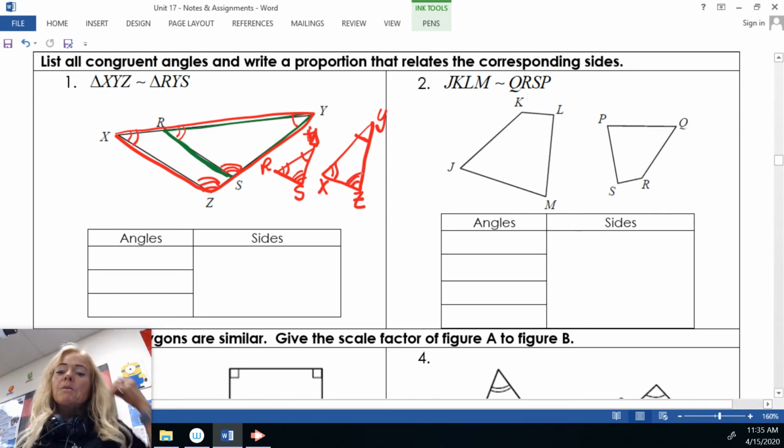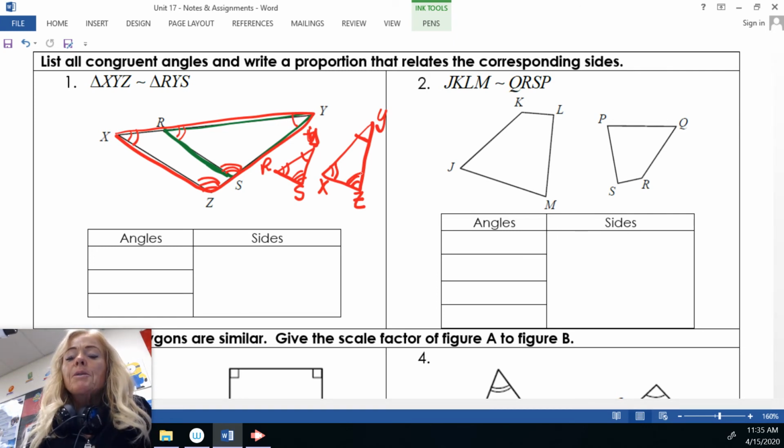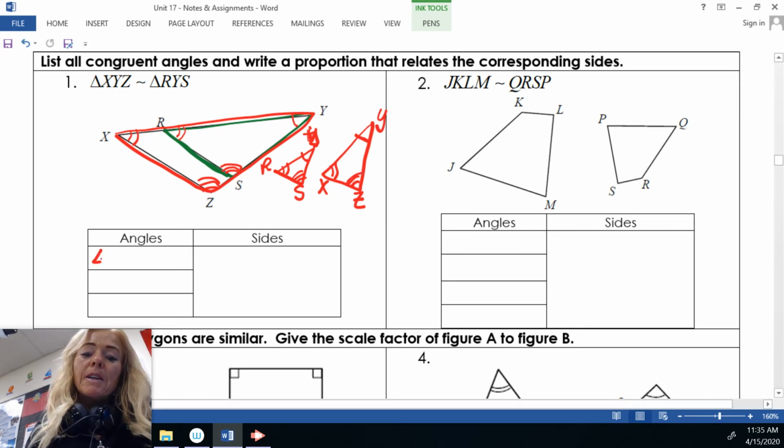So if it helps you, rewrite them and label them appropriately, and then use your rewritten drawings to line up all of the congruent angles and the proportional sides. So angle Y is congruent to angle Y. It's this angle right here, and then R and X. Angle R is congruent to angle X, and you can look at it here or here, either one.